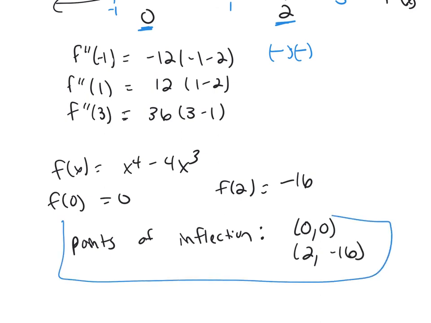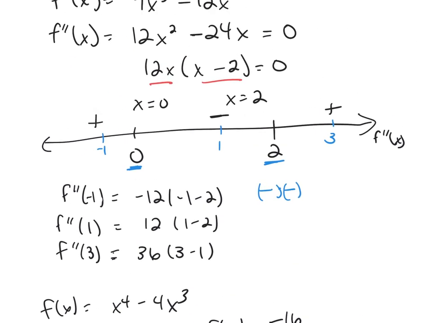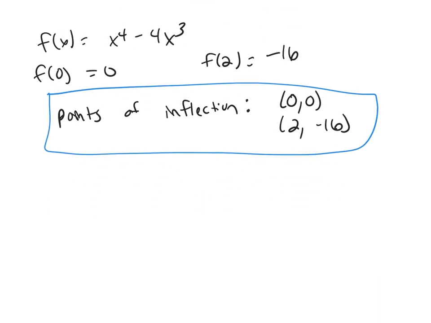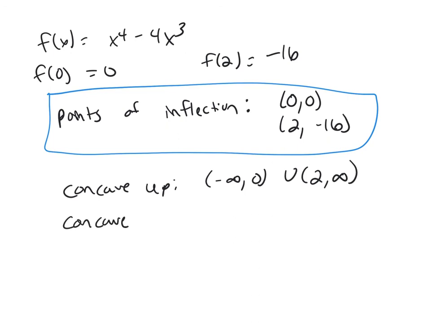I also needed to talk about the concavity here. So look back at your sign chart where it is positive, the concavity, it's concave up. Where it's negative, it's concave down. And now we just need to write that in interval notation. So it's going to be concave up from -infinity to 0 and 2 to infinity. It's going to be concave down from 0 to 2.